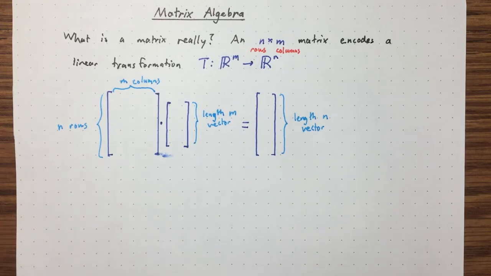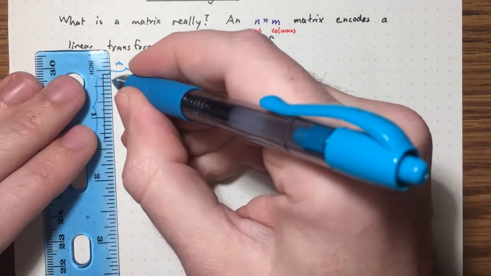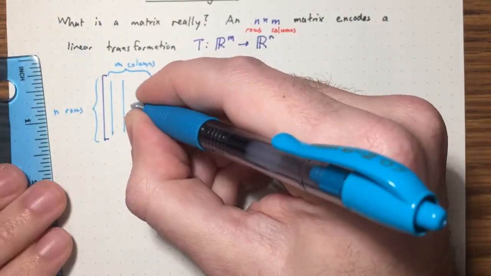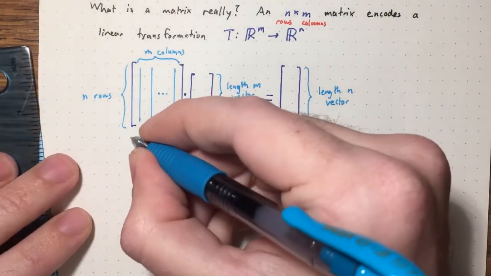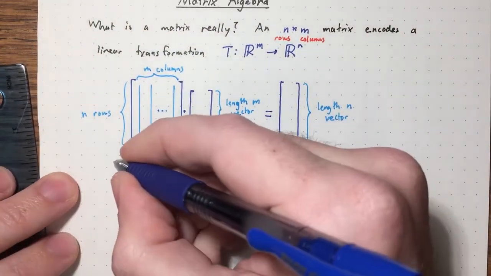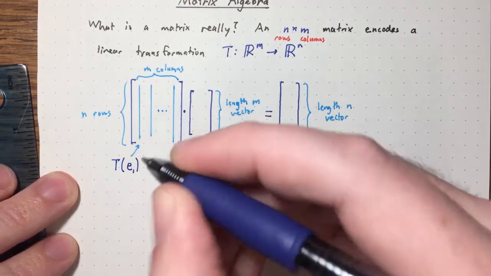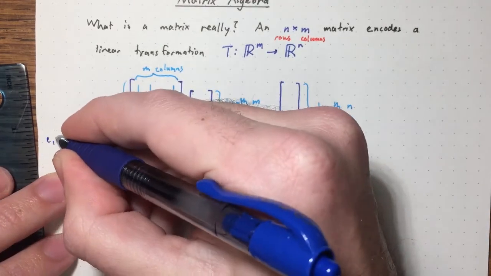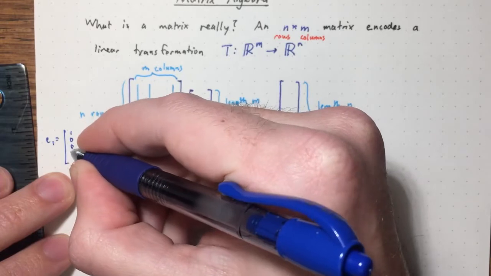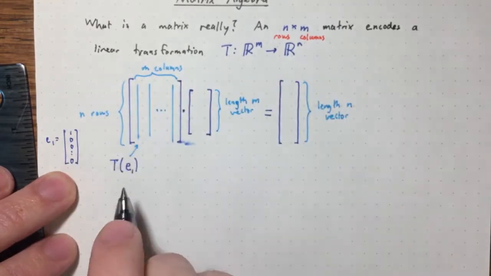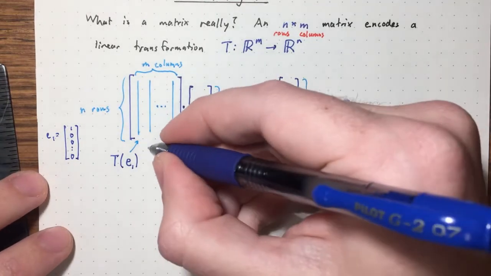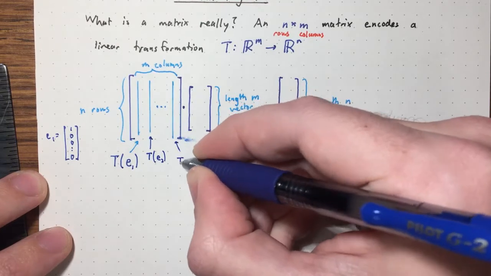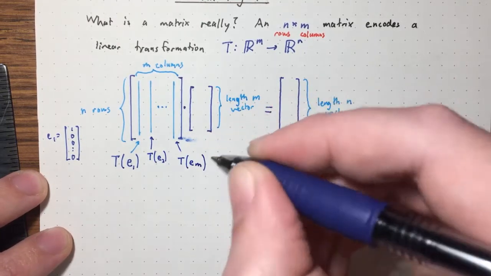What else did we learn last time? We learned that the columns of this matrix, so what are they? You have a bunch of columns. What do the columns represent? Well, what is this first column? This first column is T of E1. It's where our linear transformation sends the first basis vector. Remember, E1 is just 1 followed by a bunch of zeros. So it has a 1 in the first position. That's what the 1 indicates. And this is where the transformation sends the second basis vector. This one at the end would be where it sends the mth basis vector.